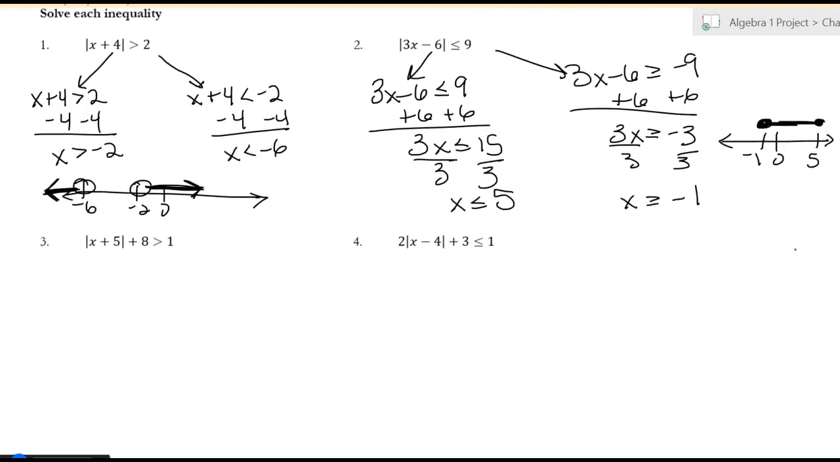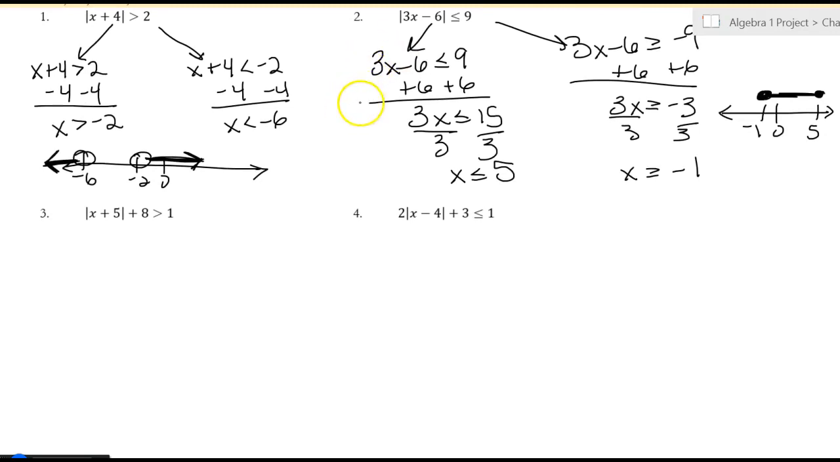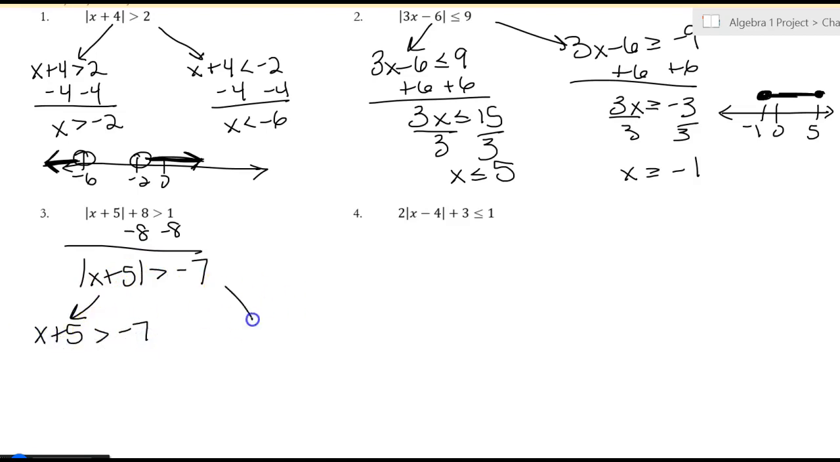All right, when we get to problems 3 and 4, this would be as hard as they get. You have to get rid of outside stuff, so I first have to minus 8 on both sides. Now it looks like it might be a no solution because it is a negative, but it's greater than a negative, and all positive numbers are greater than a negative, so this problem can be done. So x plus 5 is greater than negative 7, and x plus 5 is less than 7.